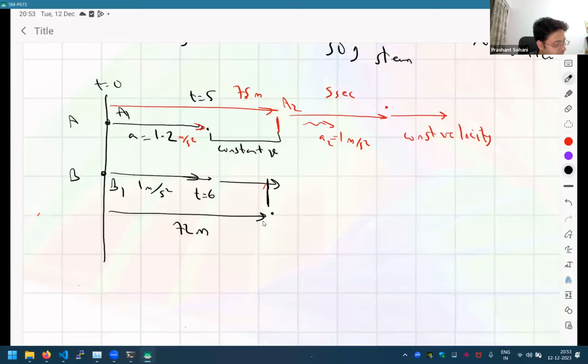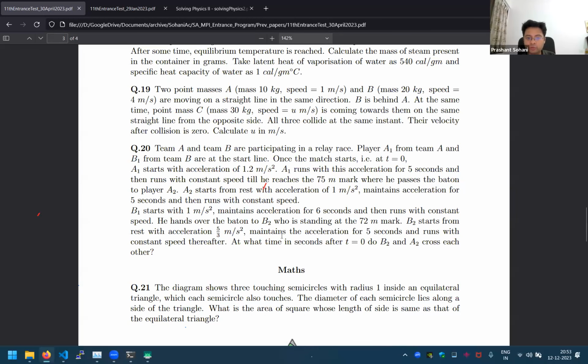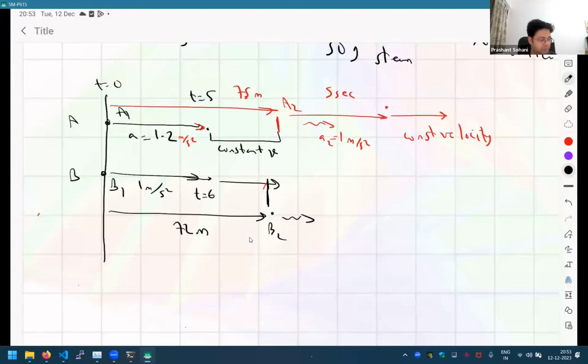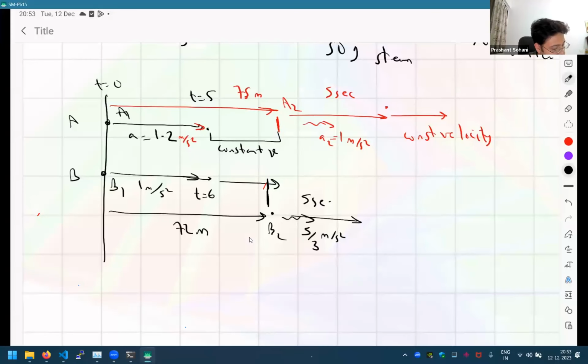Then at this point, B2 is going to start traveling. So how much is B2 going to travel? B2 is going to accelerate at 5 by 3 meter per second square. So I already get the feeling that this is a very calculation heavy question. The main thing is getting the calculation right. So B2 is going to travel for 5 seconds, and after that, B2 is going to travel at constant velocity.